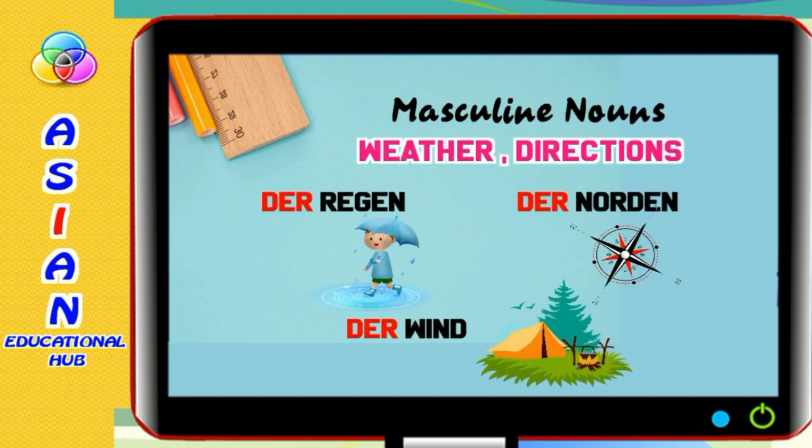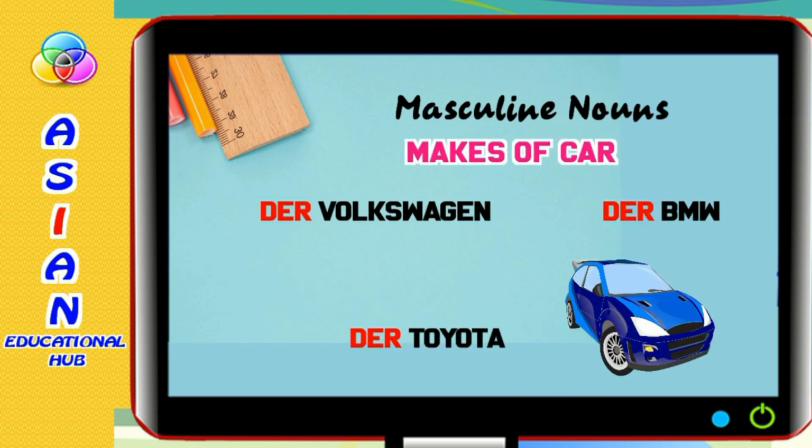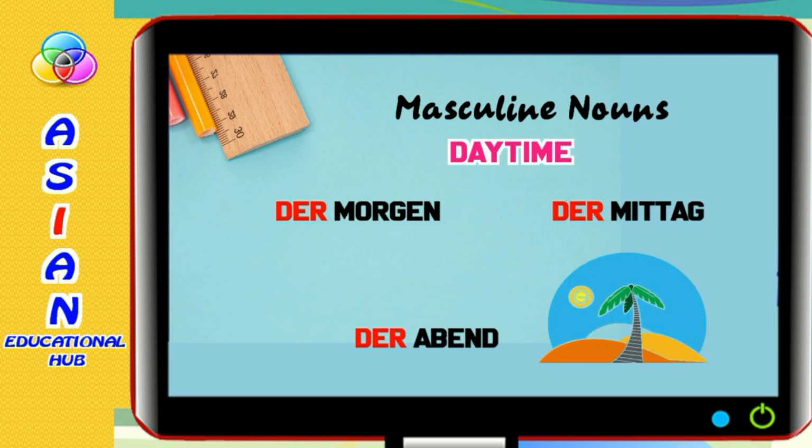Next one is weather related words and directions. These all words are also masculine. For example, der Regen, der Norden and der Wind. Makes of car. So in German, der Volkswagen, der BMW and der Toyota. These all are makes of car, so masculine. And the time of the day, der Morgen, der Mittag and der Abend, all are masculine.